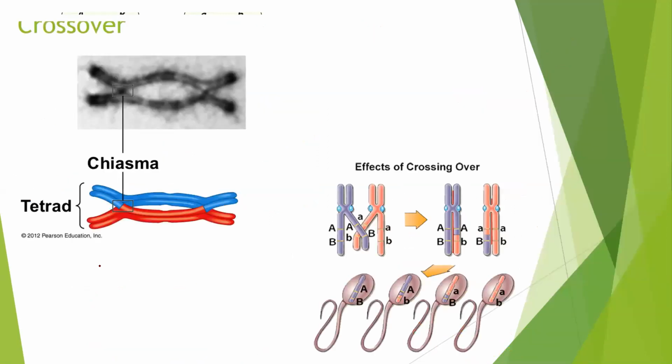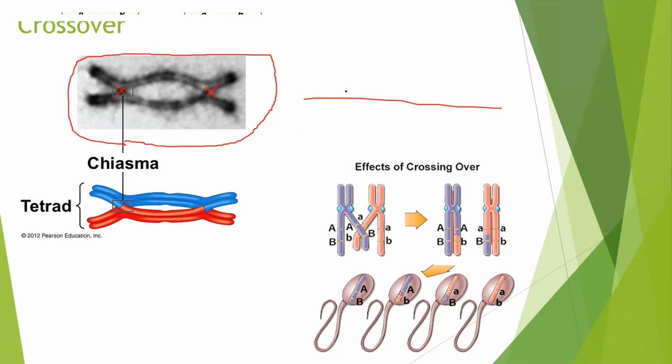Okay, so this slide just shows you the evidence of the crossing over. This is a picture taken, I believe, from the microscope. As you can see, during the meiosis there's crossing over occurring here and here. And this is another mechanism that can produce a recombination.